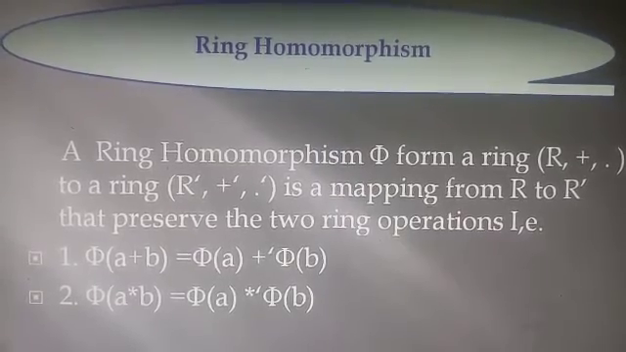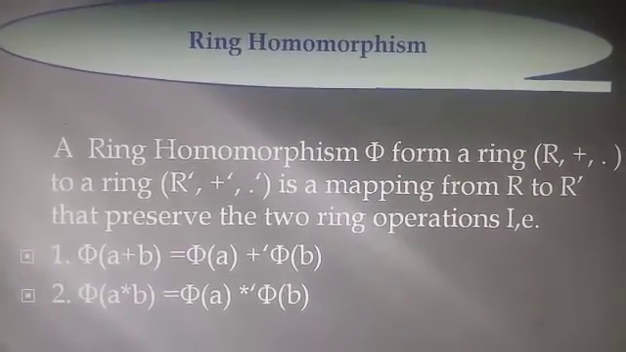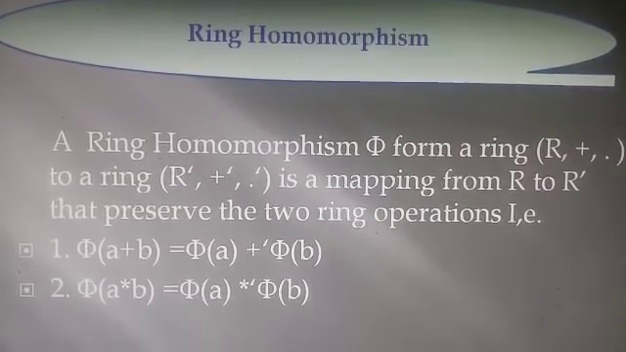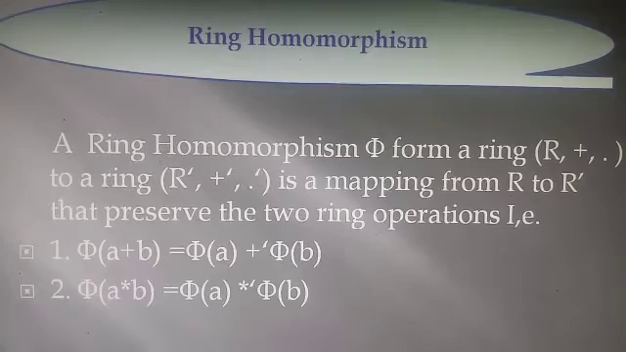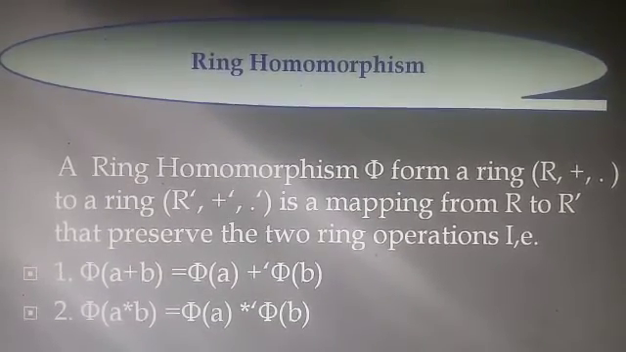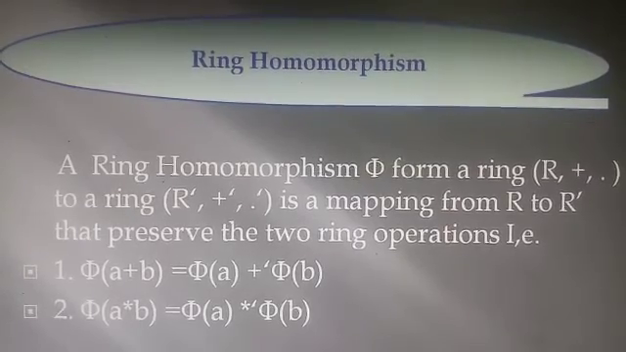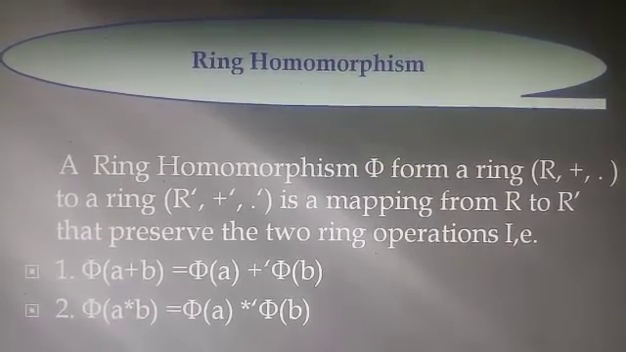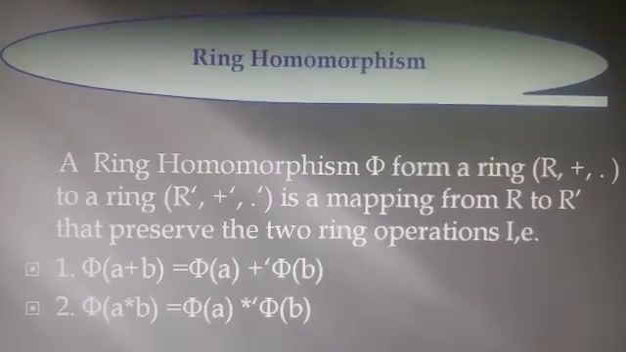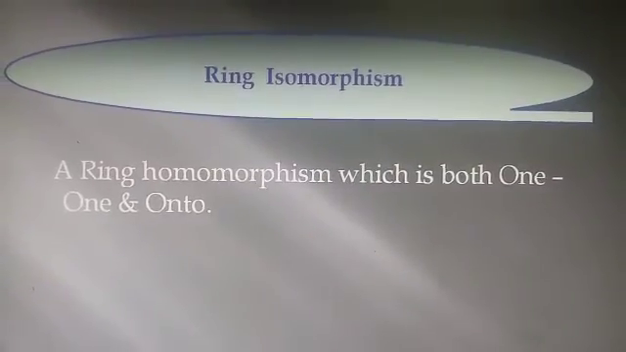It means all the elements in the ring R will be mapped to the ring R dash. So if these two properties are satisfied, that is, when the mapping takes place between the two rings under these two conditions, then we say that it is a ring homomorphism. Now we'll move to the next topic, ring isomorphism.